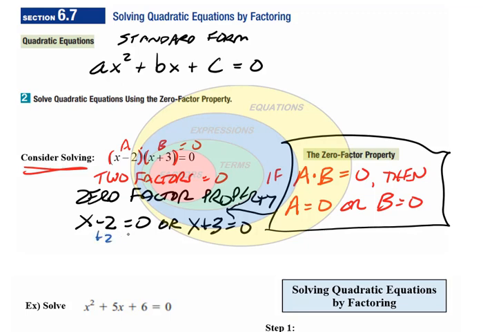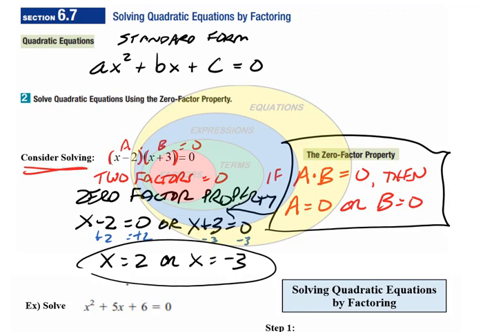So now we can just go ahead and solve each one of these. So if I add 2 to both sides, I get x equals 2. Or, subtracting 3 from both sides, we get x equals negative 3. So we actually end up with two answers because we have the two factors and each factor could be equal to 0. So this is called the zero factor property. And notice if we have a perfect situation where we have two factors equaling 0, which we have here, then we can solve it by just setting each factor equal to 0, and that's the zero factor property.